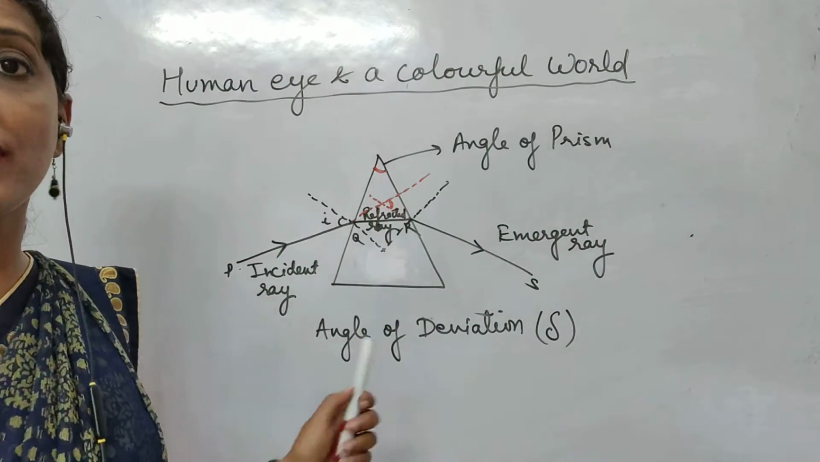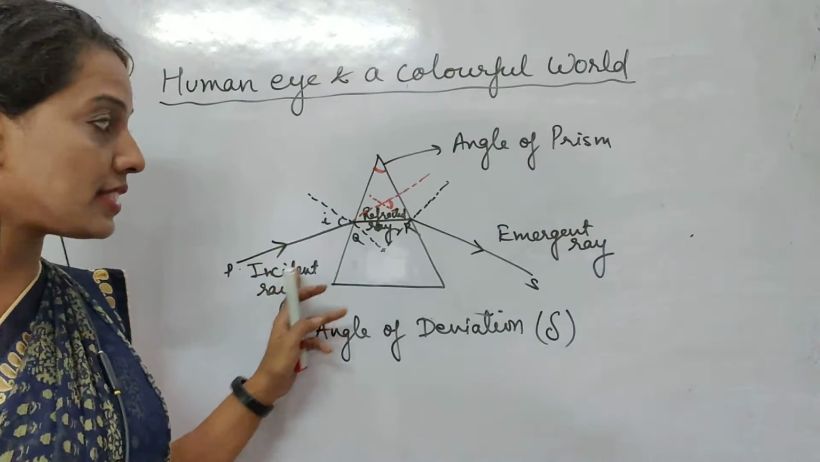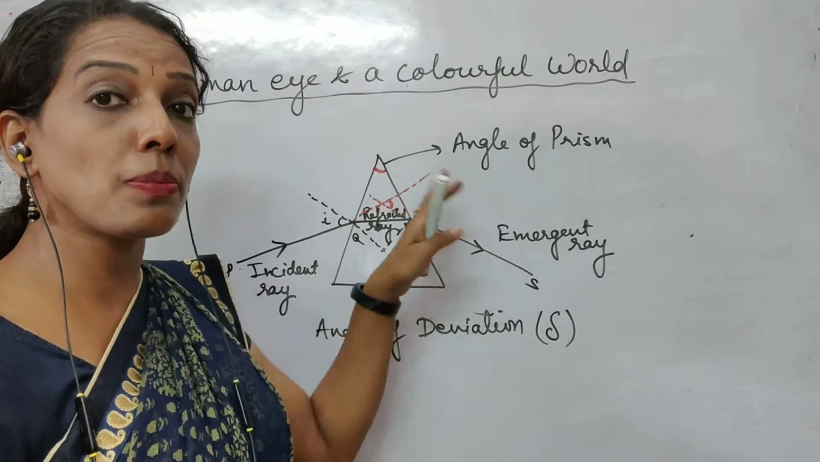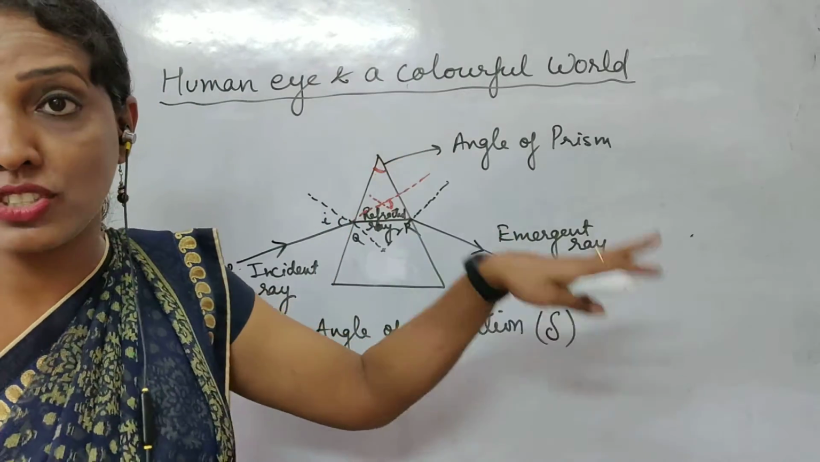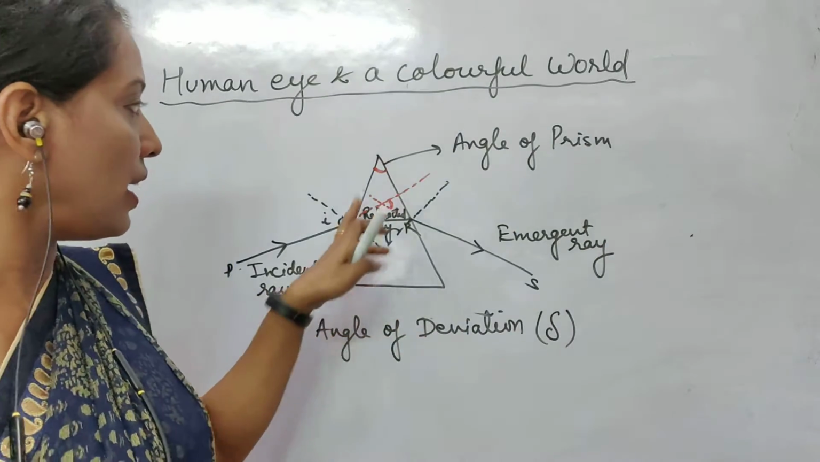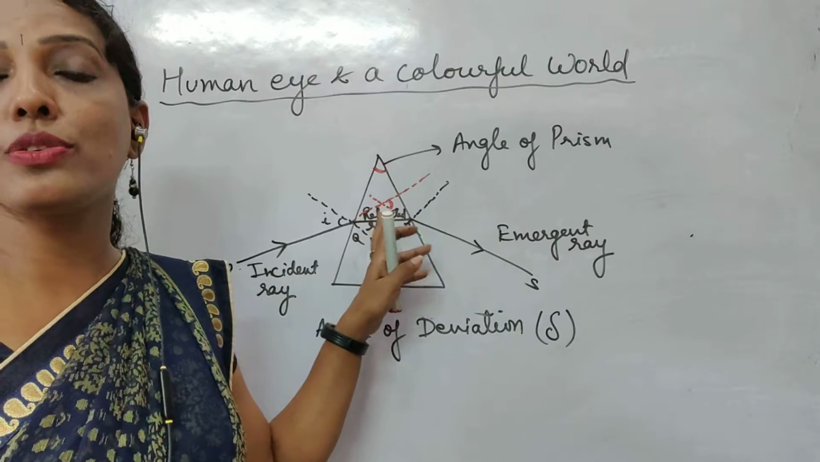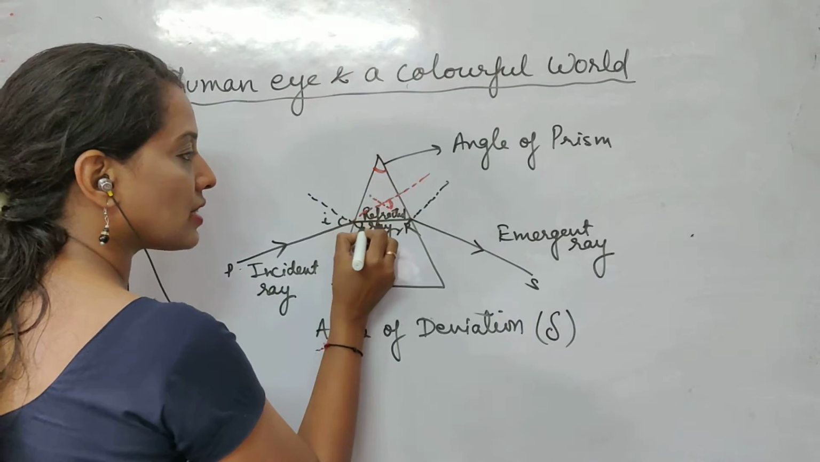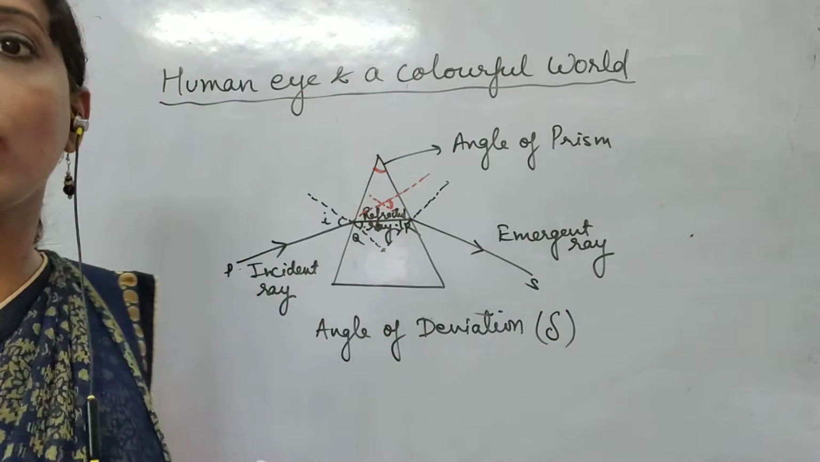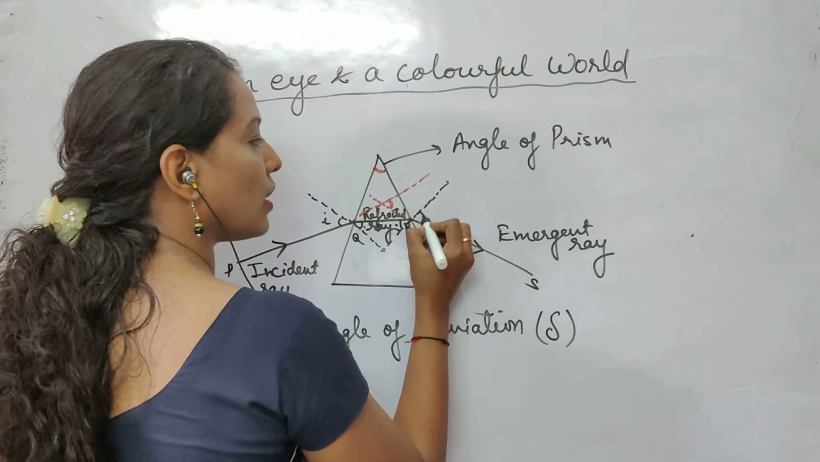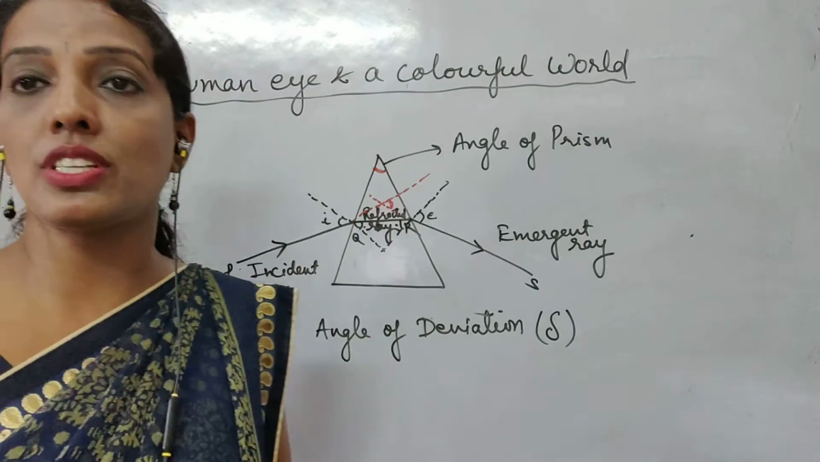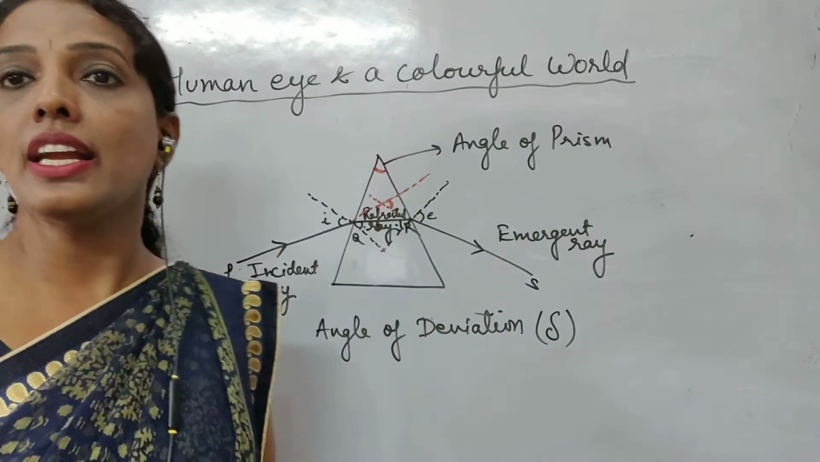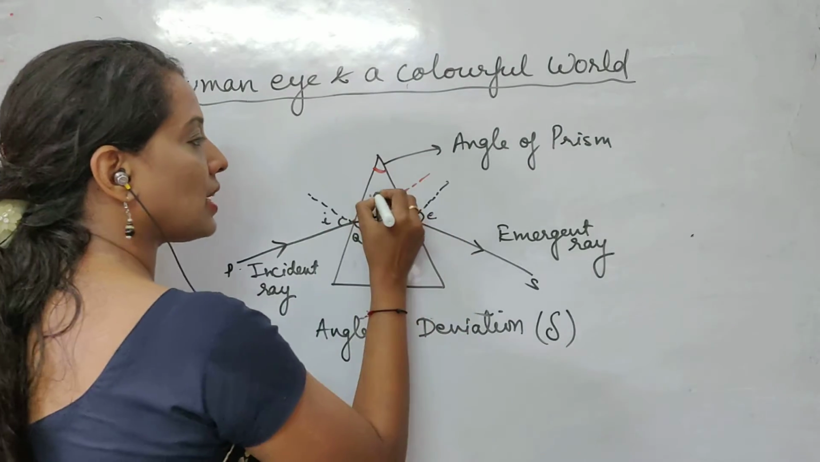Okay, I hope these different terms are clear to you: this is your incident ray, refracted ray, which you already studied. Then the ray which passes through the prism after getting refracted is the emergent ray. And this is your angle of deviation, which will be denoted by delta itself. This is the angle of incidence, and this is the second angle of refraction, and this is the angle of emergence. The angle of the prism is this, and this is your angle of deviation, where the rays meet at a point M.